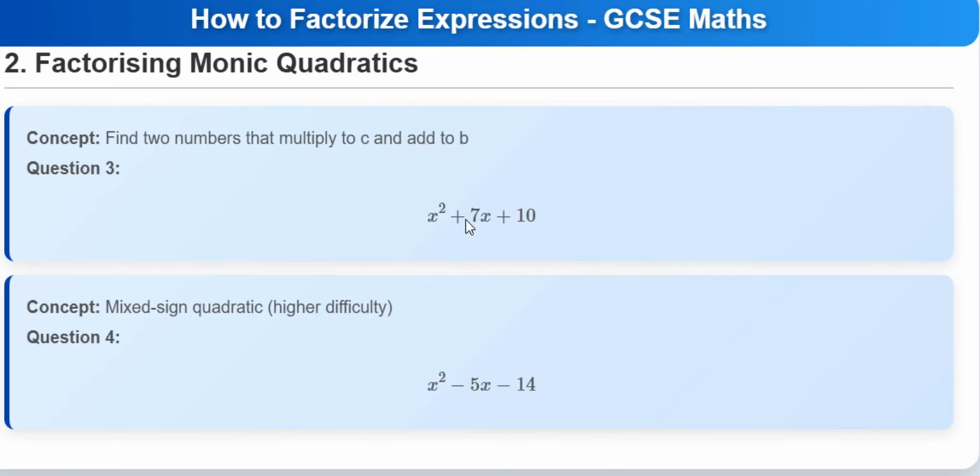Then, if you see the next x here, we have 7x, so the coefficient of x is 7, and then plus 10. But basically, a monic quadratic is one where the coefficient of x squared is 1. So can we try to factorize this one? x squared plus 7x plus 10.